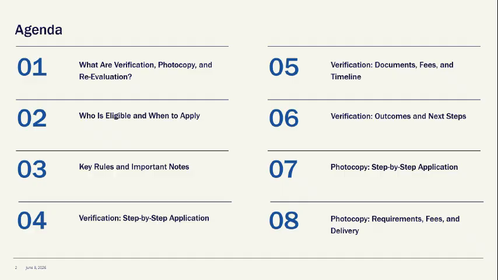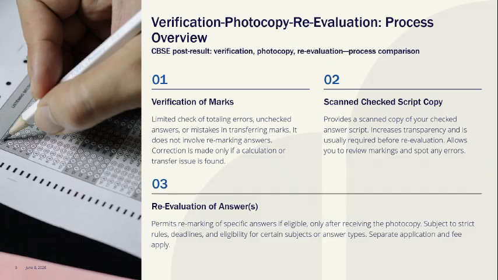Before applying, it is important to understand the difference between verification, photocopy, and re-evaluation. Verification of marks is the first stage. Here, CBSE checks whether all answers were evaluated, marks were correctly totaled, and marks were transferred correctly from the answer sheet to the final result. Remember, verification does not mean your answers are marked again. CBSE only checks for technical errors.